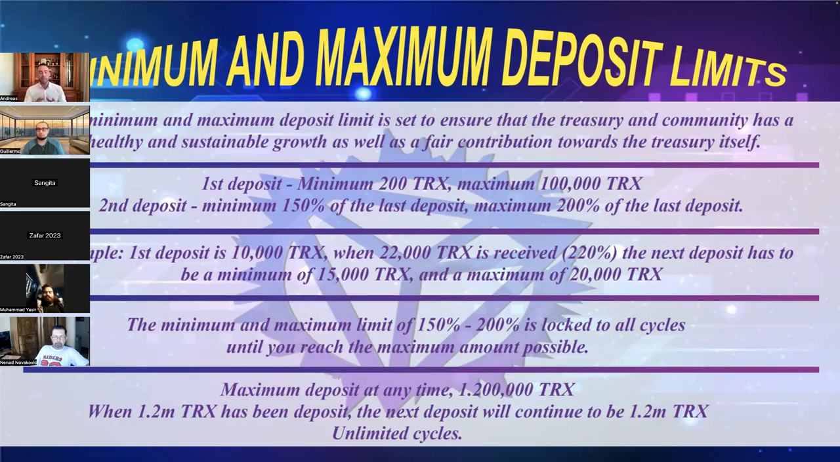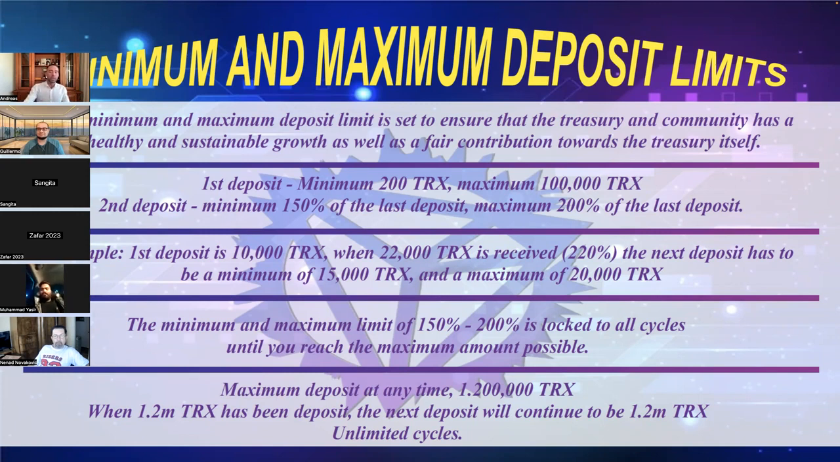So the reason these have been set is for everyone to contribute more towards this fund as they are receiving as well. Once you receive 220%, you're 110% in profit. So increasing your next deposit with an additional 50%, you're still left with 60 to 70% pure profit.